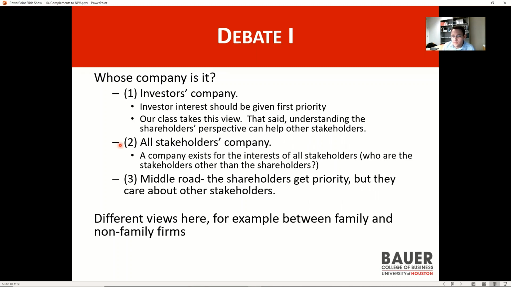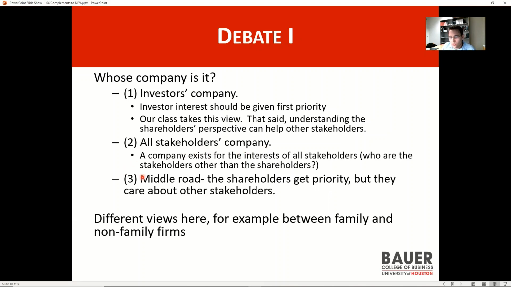There's another view in this debate, though, which thinks about stakeholders more generally. So investors are one stakeholder, but a stakeholder is anyone who has a relationship with the company. So this would be workers, this would be suppliers. And workers are a type of supplier, they supply their labor, but other suppliers more generally. You can think about customers, you can think about the local community where the company is sitting. So this is another view that all stakeholders have some say in what happens to the company.